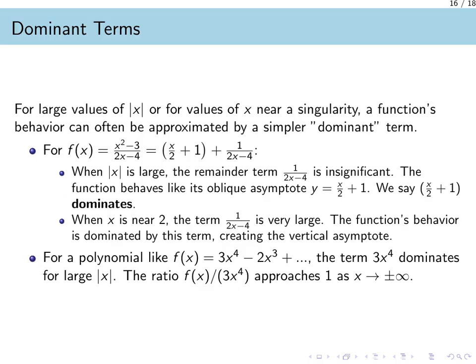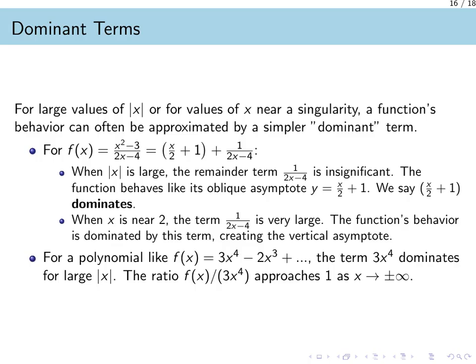I want to introduce a powerful idea called dominant terms, which helps us predict a function's behavior by focusing on the part that matters most in a given region. A dominant term is simply the piece of a function that has the largest effect on its value. For our rational function, which is x over 2 plus 1, plus the fraction 1 over the quantity 2x minus 4, the dominant term changes.